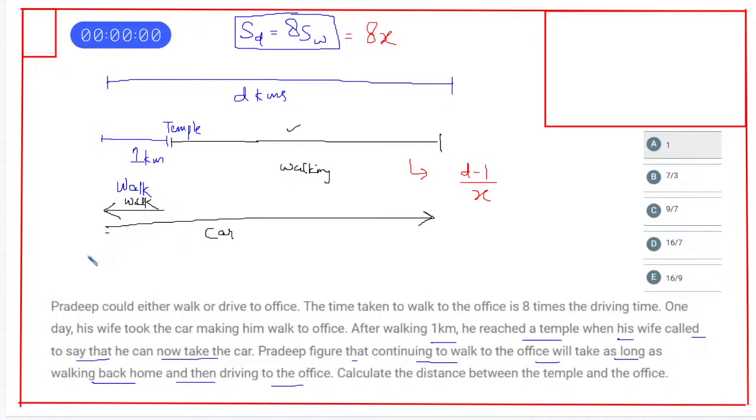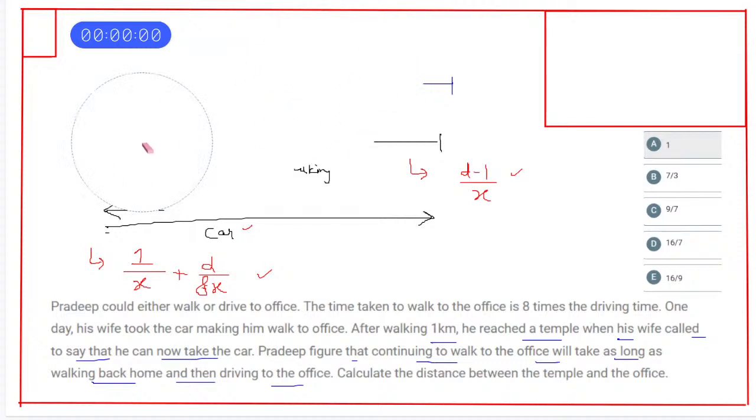Now in the second case, the total time taken is how much? First, he has covered 1 kilometer by walk, so the time taken is 1 over x. And then he covered the entire distance d through driving, and the speed of car is 8x. These are the two times and we will make them equal. So (d minus 1) by x equals 1 by x plus d by 8x.